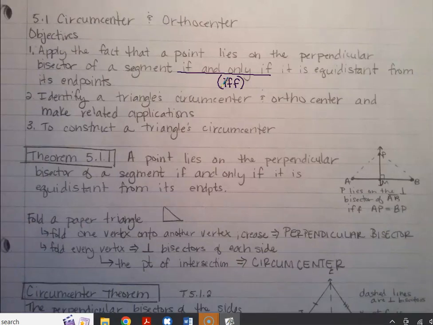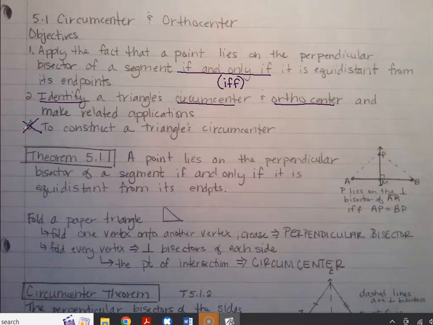2, we're going to identify a triangle's circumcenter. So we're going to identify the circumcenter and orthocenter and make some related applications. And 3, you can actually cross out. We're not going to do the construction. Okay, we're not. I was going to, and I'm like, you know what? We're not going to worry about this. Construct a circumcenter. We're going to do some other different one.